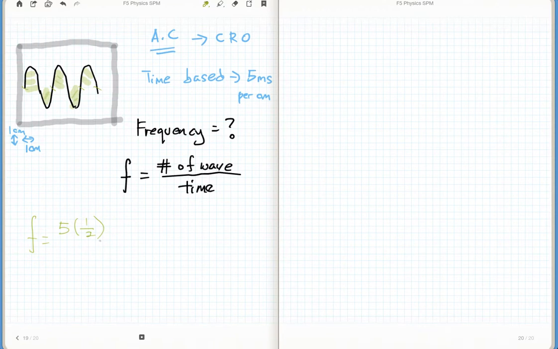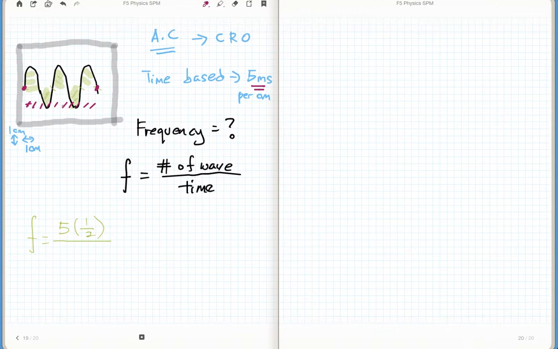Okay, so for the wave, it doesn't need to have the wavelength. No need. It's just how many waves. It's just 5 halves over how long it takes from this point to that point. This is 1 square, 1, 2, 3, 4, 5, 6, 7, 8, 9, 10. 10 centimeters, 1 centimeter is 5 milliseconds.